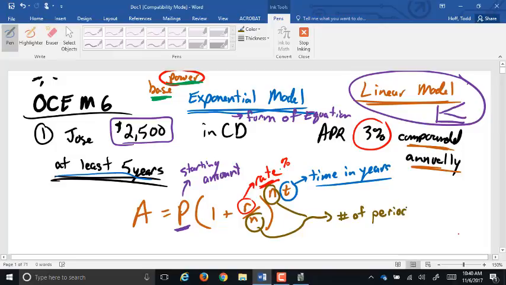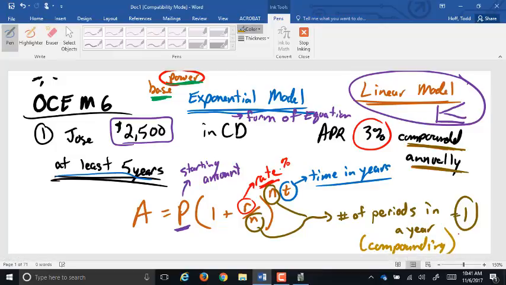You've got the right idea. It's the number of periods in a single year. Well, in this case, this is compounded annually. So how many times does it compound in a year? 1. So in this problem, it would be 1. So that depends on the compounding. If it was compounded monthly, it would be 12. If it was compounded quarterly, it would be 4.